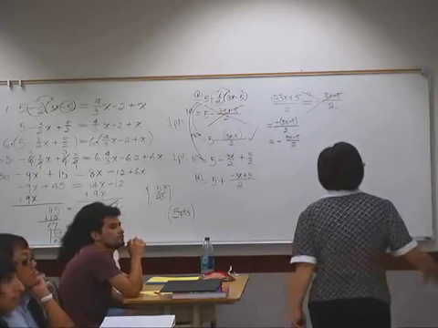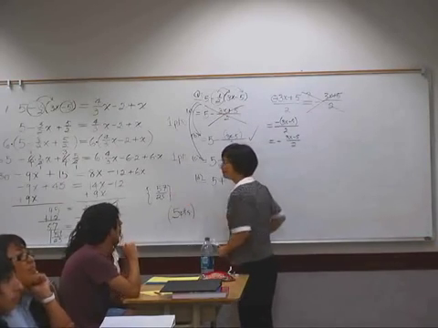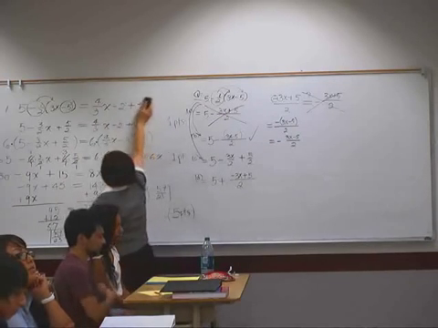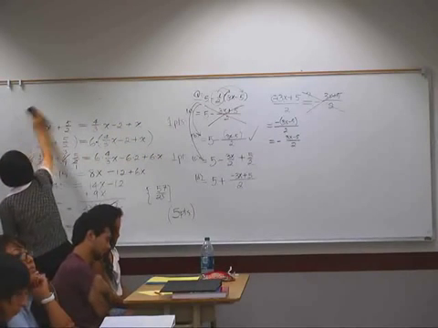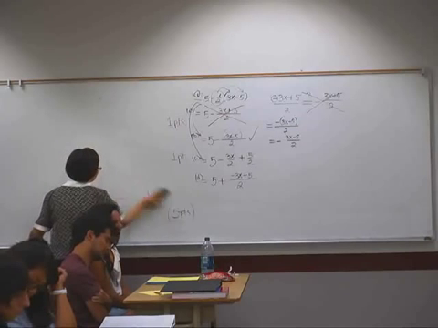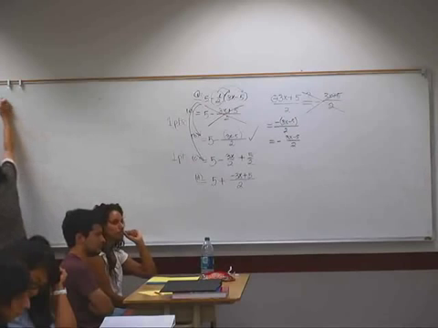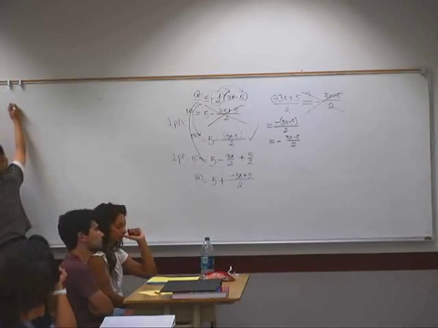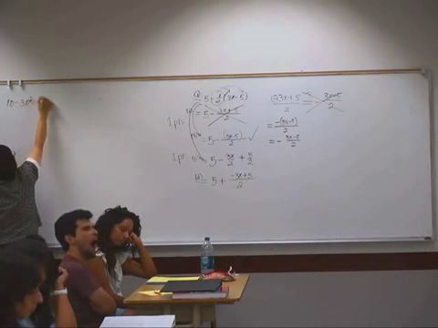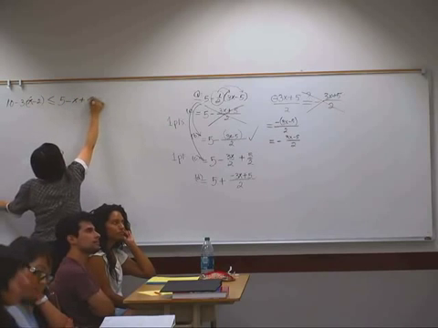Let's look at the second problem. May I erase this? Yes? All right, let's look at the second problem. You want to solve 10 minus 3 times x minus 2 less than or equal to 5 minus x plus 4. Is that right?